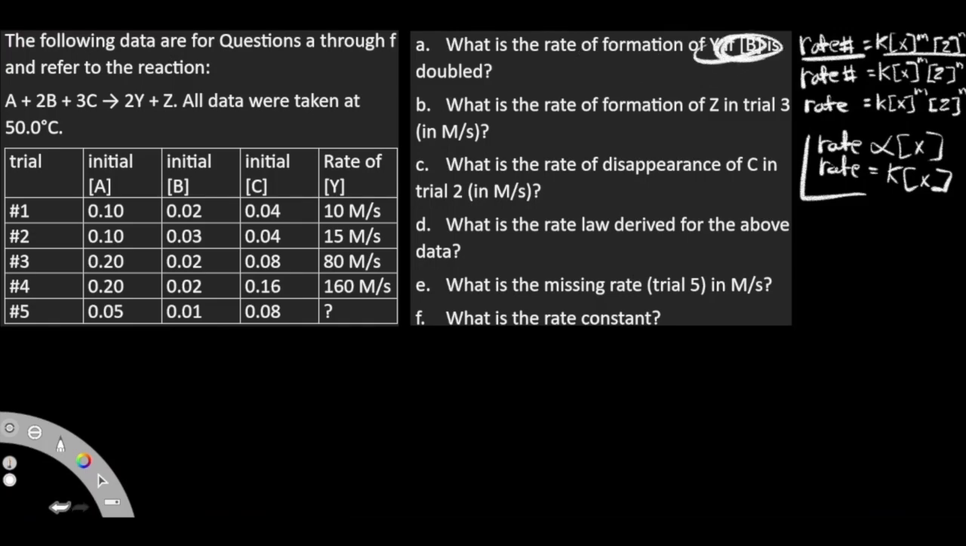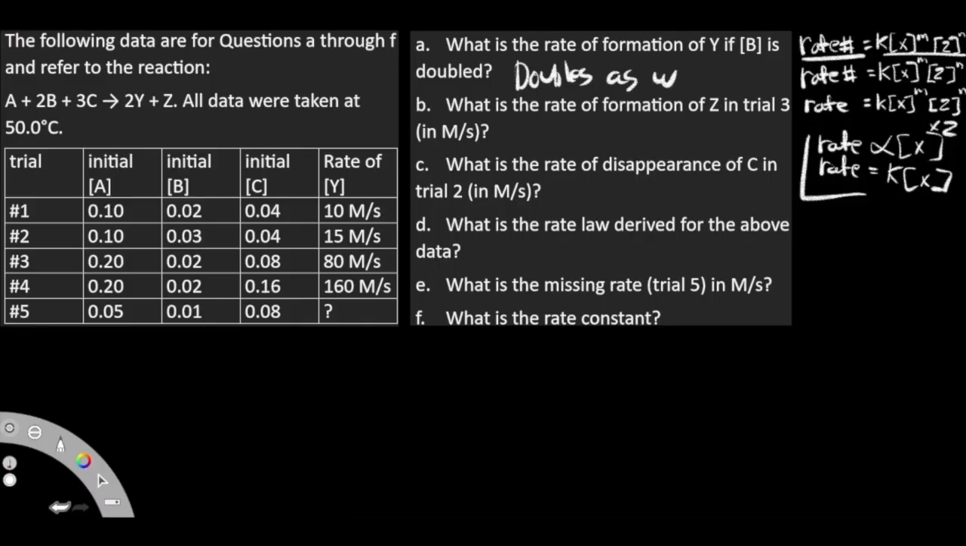So if you just use a simple approach, if we're looking for the rate of formation of y, if this concentration is doubled, we know that this one is a doubling. So if this doubles by a times 2, this is directly proportional to our rate. So if this one doubles, what do you think is going to happen to our rate? Obviously, it's going to double as well. So that's honestly that simple. The answer for A is it doubles as well.